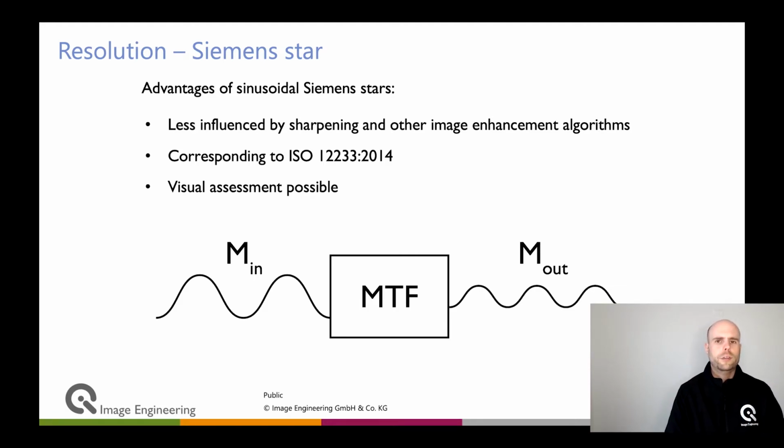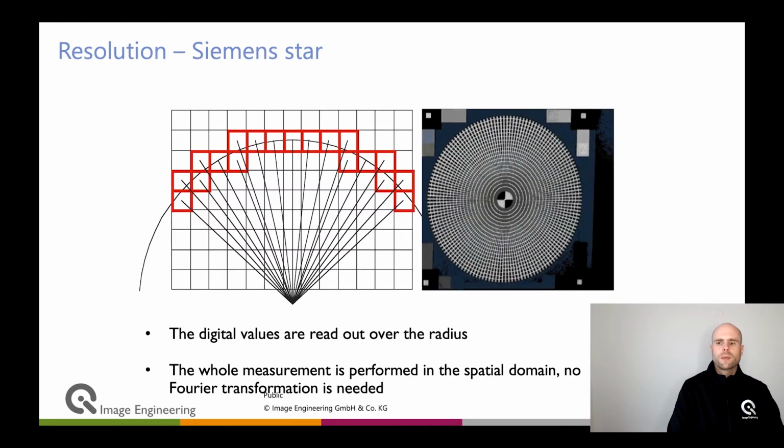And if you go into the signal theory, you know that if you feed a harmonic function into a linear system, you will also get a harmonic function out, just changed in its phase and in its amplitude. So the amplitude, we can also see as modulation. So we can directly measure the modulation from the harmonic Siemens star.